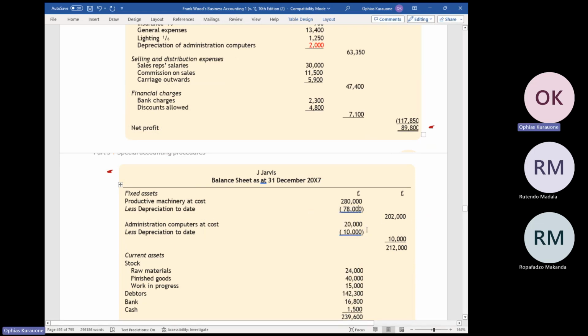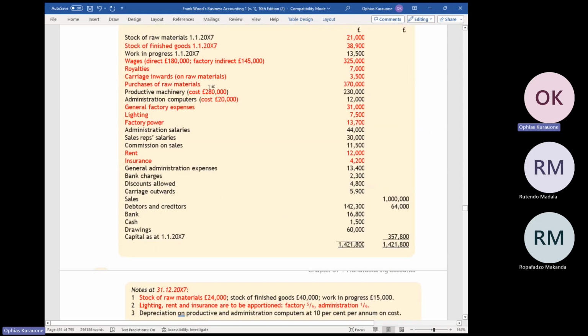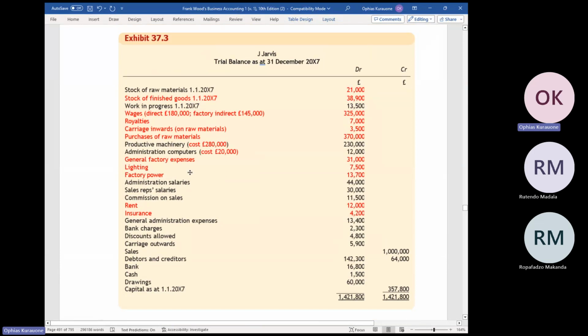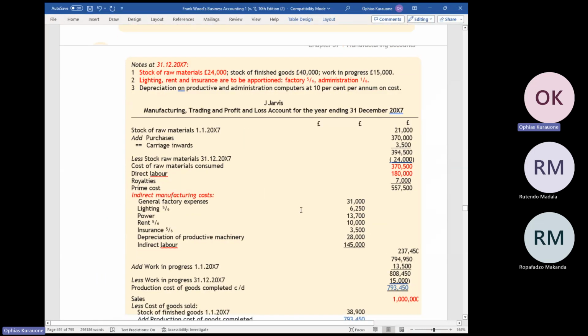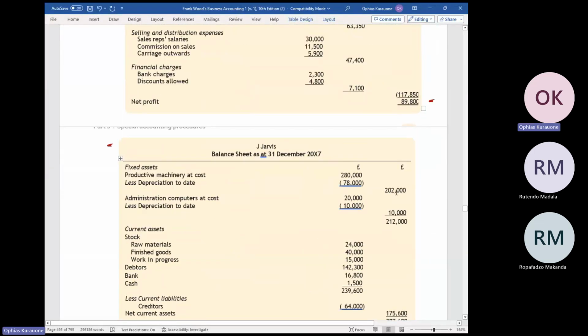Computer, that is 20 minus 10. Here we've got the accumulated depreciation. In our computer system, the value is 20 minus 12, which means that there was an accumulated depreciation of 8, and the current year is 2,000 on the profit and loss, which becomes 10. 20 minus 10, then we get 10,000. So 20 minus 10 is 10. So this is what we are supposed to do.